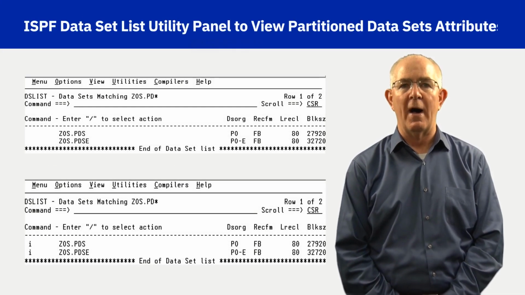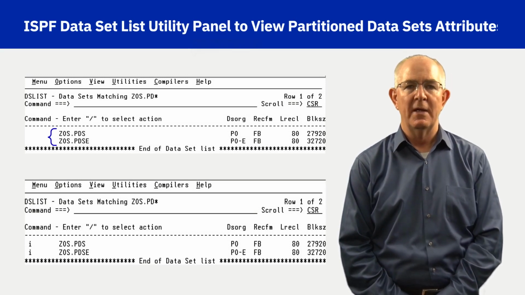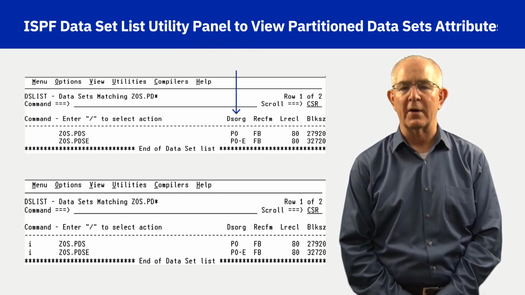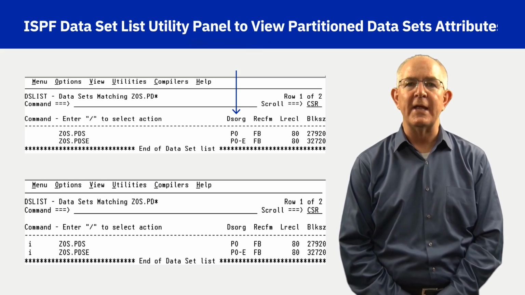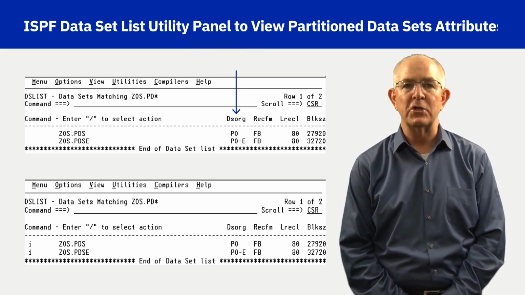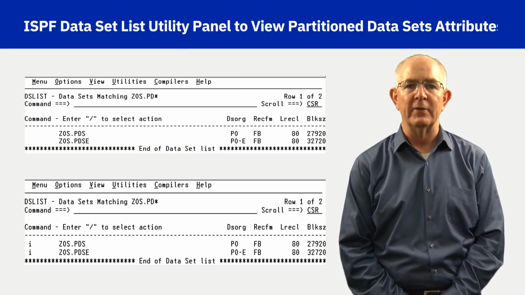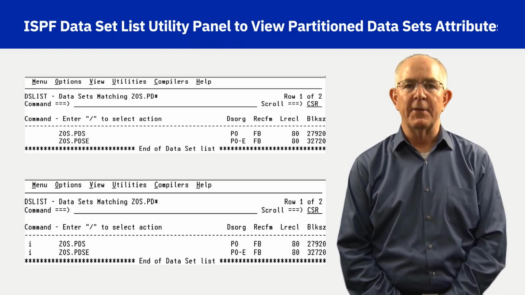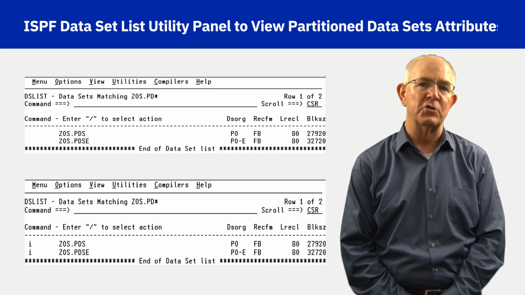The chart is showing 2 ISPF dataset list panels with 2 partitioned dataset names, ZOS.PDS and ZOS.PDSE. The top panel shows ZOS.PDS with a DS org of PO, Partitioned Organization, and ZOS.PDSE with a DS org of PO-E, Partitioned Organization Extended. The record format and logical record length are the same. However, the system calculated block size is different as a result of PDS and PDSE internal handling of the member name directory. The bottom panel is an alternative way to get dataset attribute information about these partitioned datasets.